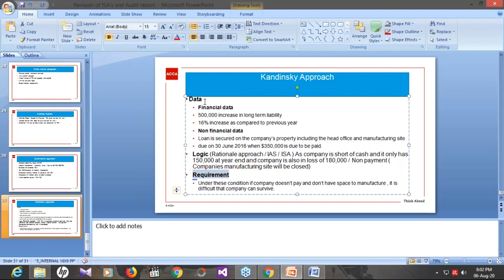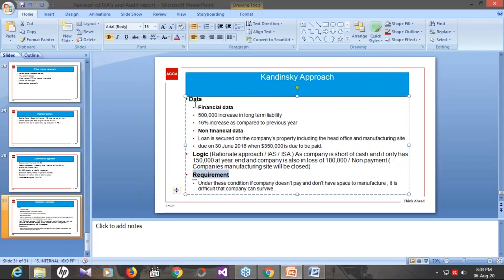paragraph, so this is one paragraph. This is one paragraph in which you are discussing the long-term borrowing issue. So your paragraph starts with the financial data, and then you discuss the non-financial data, and then you discuss the impact of these two things. If they go wrong, what impact they will have. Company will not be able to produce anything, and yes, company will close its manufacturing site, and company will not be able to survive under these conditions. So this is basically how company's going concern is at stake here. So this is a complete paragraph.